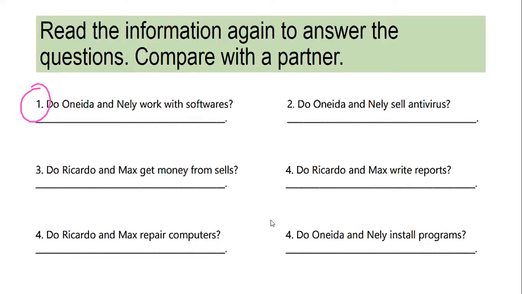Rosa Elena. One teacher. Do Ricardo and Max get money from sales? No, Ricardo and Max don't get money from sales. They keep track on the sale. Okay, very good. That's perfect. Very good, Rosalena. Let's continue here with Jessica Guardado.